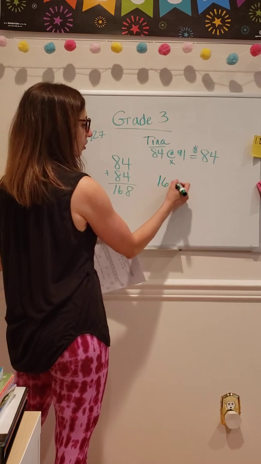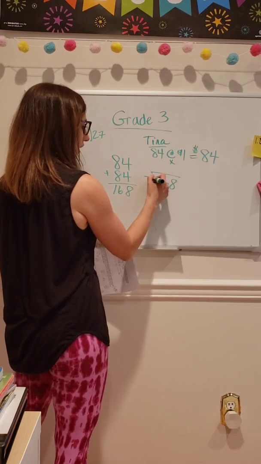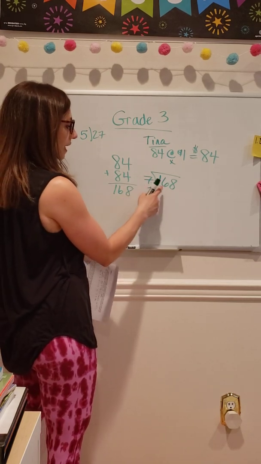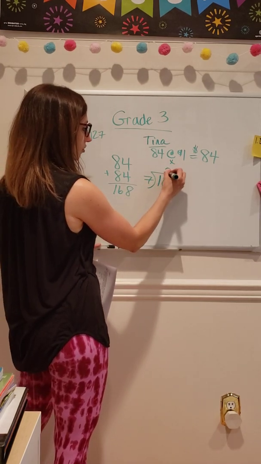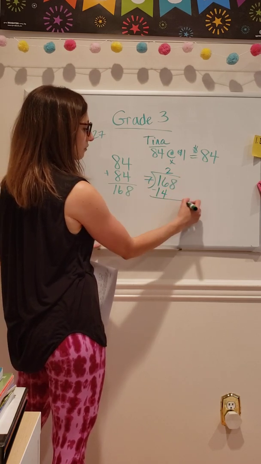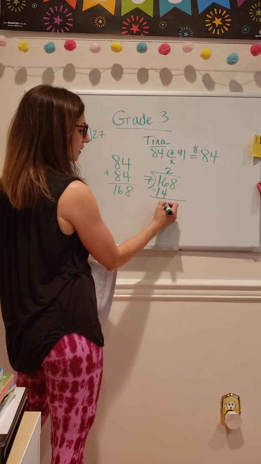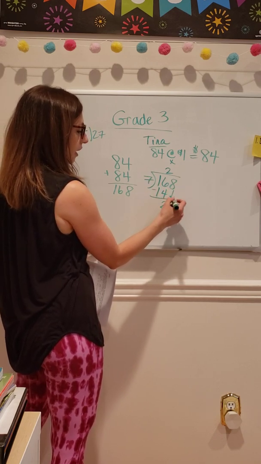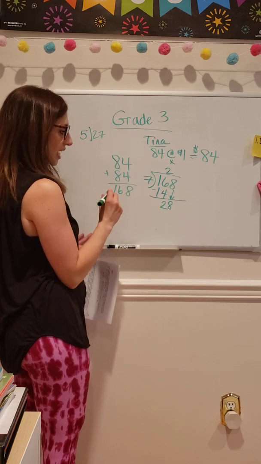So now I'm going to do 168 divided by 7. And this will tell me how many packages of cookies they could make. 7 goes into 16 2 times. 7 times 2 is 14. I'm going to subtract 6 minus 4 is 2. 1 minus 1 is 0, so I'm not going to write anything there. And I'm going to bring down my 8 and keep dividing.